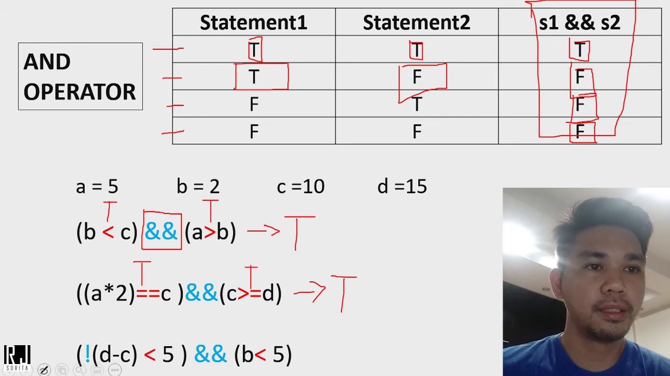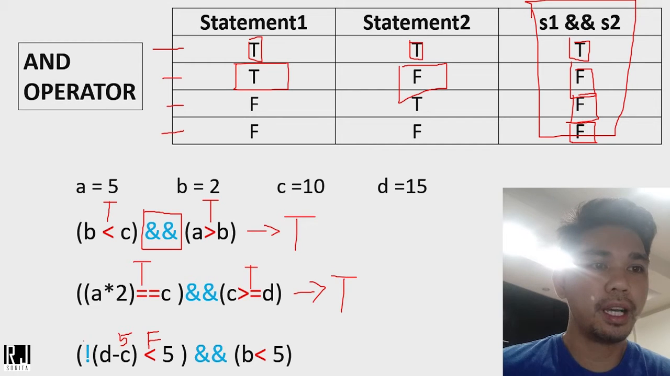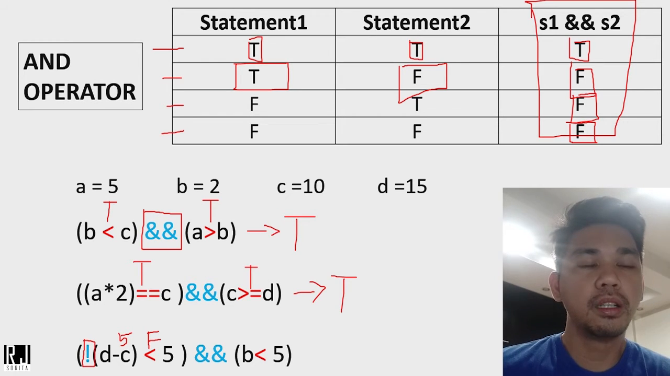So the last part, we have D minus C, D 15 minus C 10, so we have 5 here, less than 5, so this one would become a false. However, we have a little bit of a special character here. It is called the not operation. Later on, I will show you what not means, but simply it inverts the truth value of a statement. So this false will become true using the not operation.